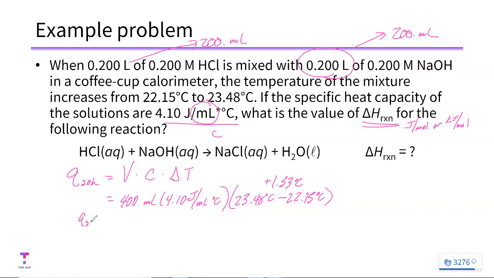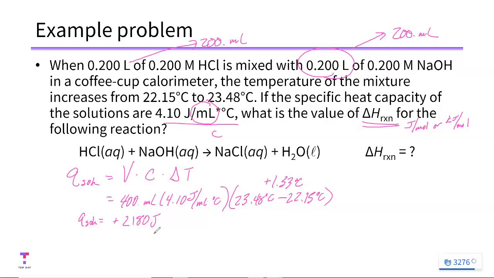So to find the heat of the solution, we're going to multiply those three numbers together. 400 times 4.10 times 1.33 to three significant figures. I get positive 2,180 joules. So that is the amount of heat that went into the solution.